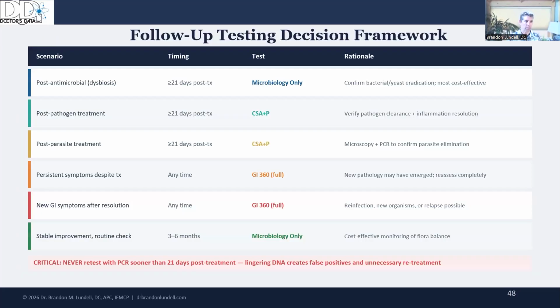So here's my follow-up testing again. Post antimicrobial, wait at least 21 days to retest. And anytime there's a new symptom, go ahead and do the full GI 360. But if it's stable improvement, routine check, I might only do the CSA or the microbiology.